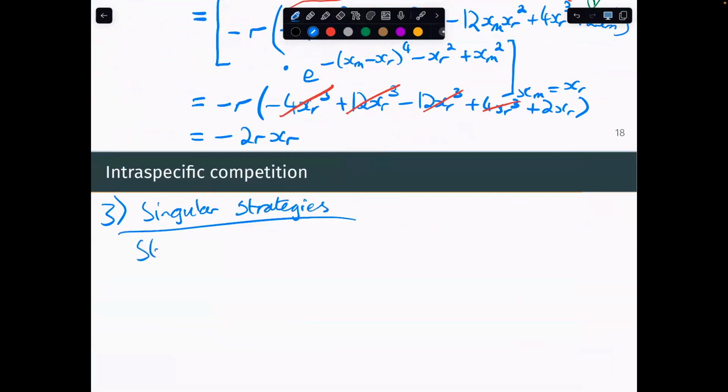That's when some value x star, where s of x star is equal to 0. In this case here, that implies that minus 2r x star must equal 0, or again, x star is equal to 0, since r is positive. So it turns out, in this particular case, our singular strategy is the same as what we had before.